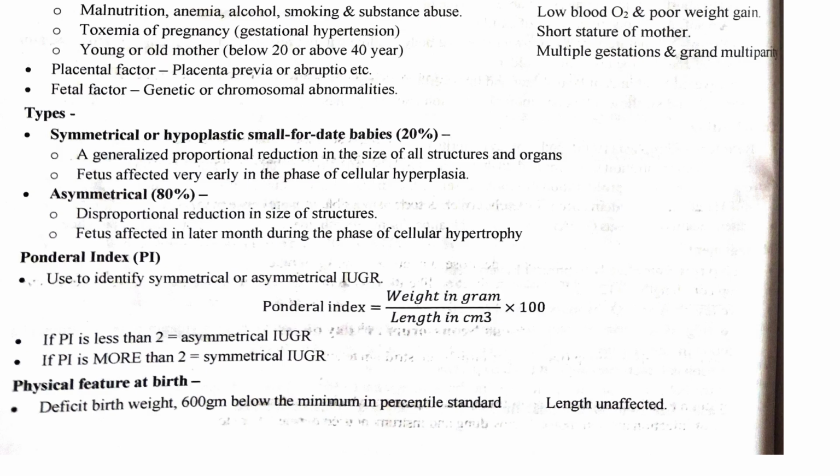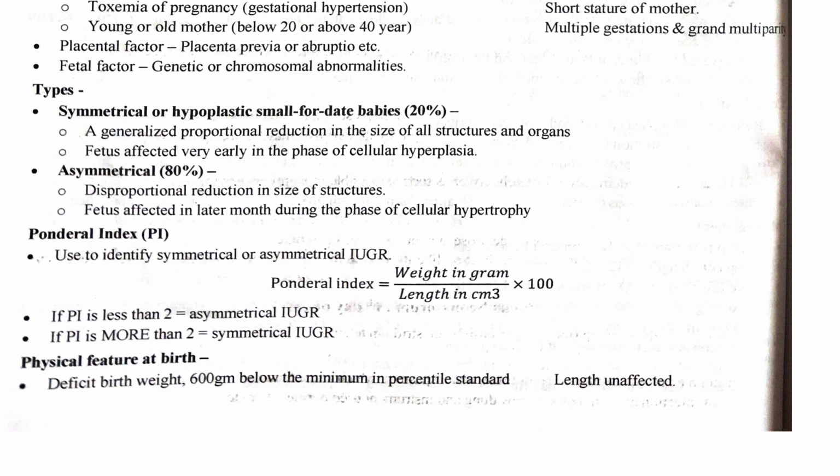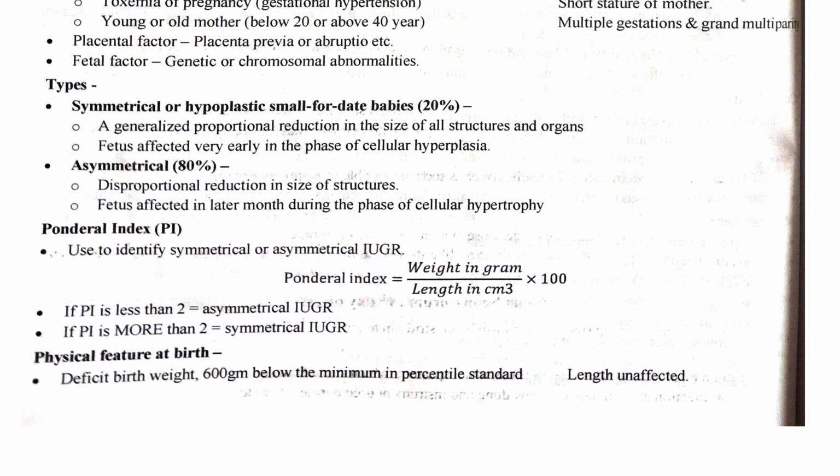Ponderal index (PI) is used to identify the type of IUGR. Ponderal index is equal to weight in gram divided by length in centimeter cubed, times 100. If Ponderal index is less than 2, asymmetrical IUGR. If Ponderal index is more than 2, symmetrical IUGR. Physical features at birth: deficient birth weight, below the minimum in percentile standards, length unaffected.